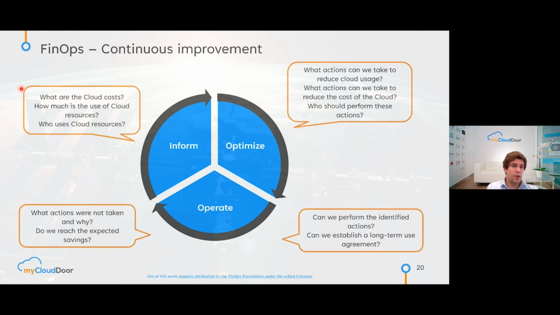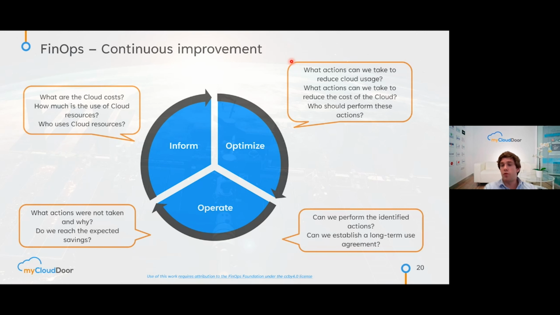First of all, you need to understand what your cloud costs are, how much you are using these resources, and who is using them, so you fully understand what you have. Then you need to see what actions you can take. You've seen 10 examples, which are the most important, but there are a few additional ones that you can implement. So you need to consider what actions you can implement and who should implement them.